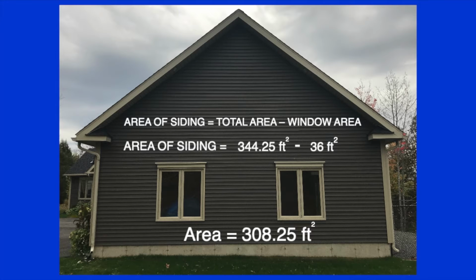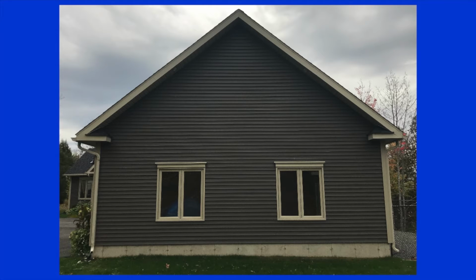308.25 square feet. Much like the flooring installers do, the siding installers add an additional 10% to this figure to make sure they have more than enough material on hand. So, multiplying by the factor of 1.1 gives us a value of about 339 square feet of siding required.